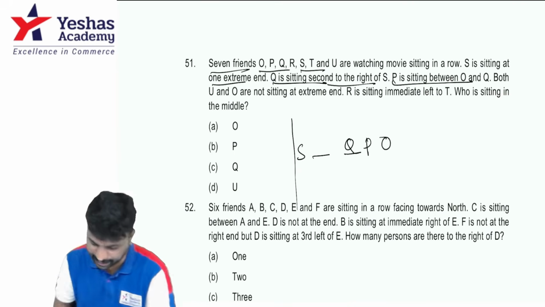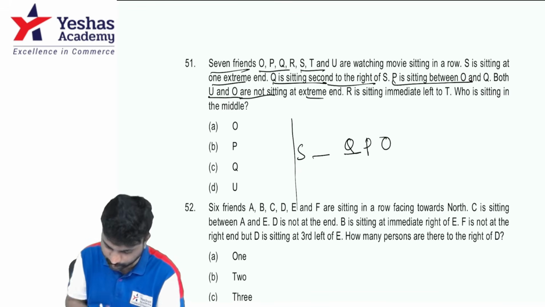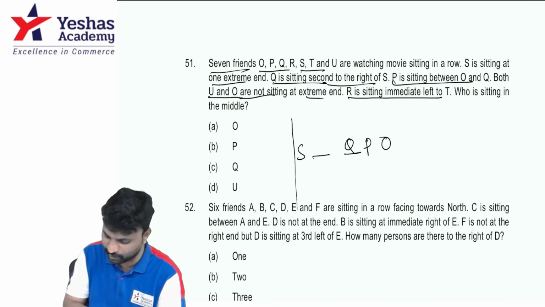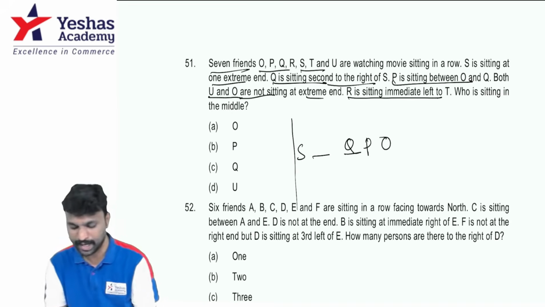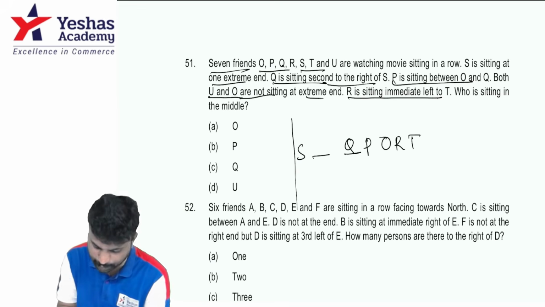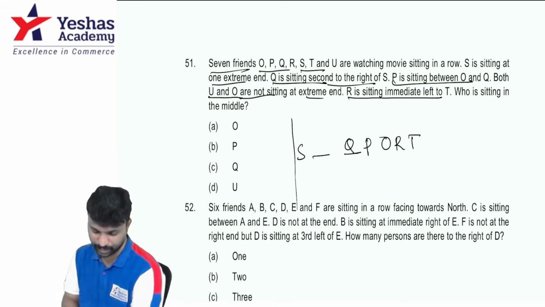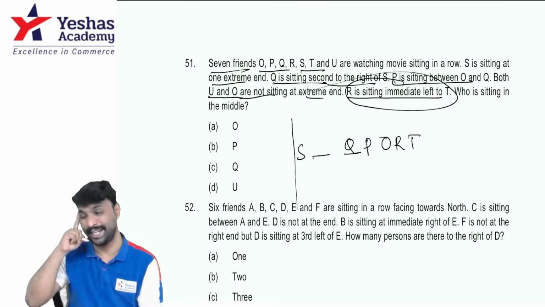Have you understood? Next. Both U and O are not sitting at the extreme ends, okay? R is sitting immediate left of T. R is sitting immediate left of T. That means R should be here, T should be here. Have you understood? R is sitting immediate left of T.